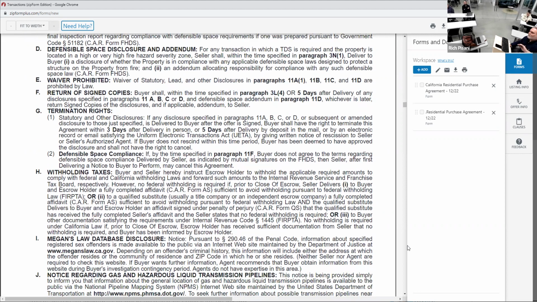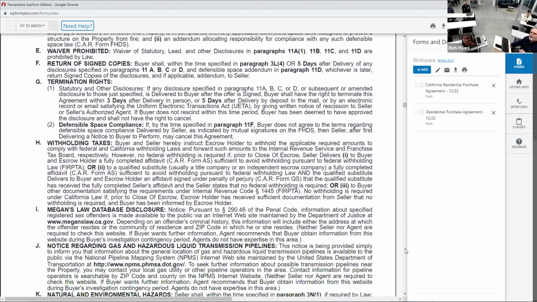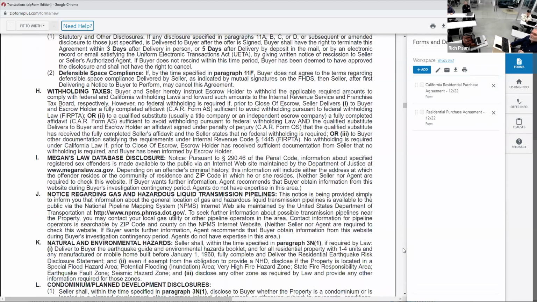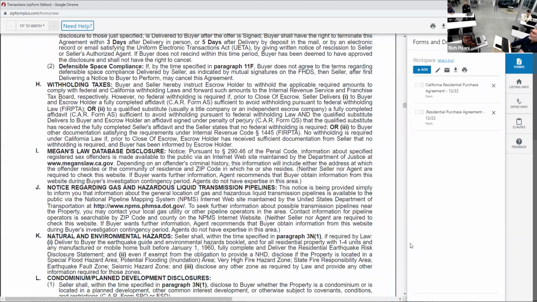Same with the defensible space, the fire hardening. If the seller doesn't do it, or doesn't disclose something specific, and then they're given something subsequently corrected, then they can cancel, they can terminate.